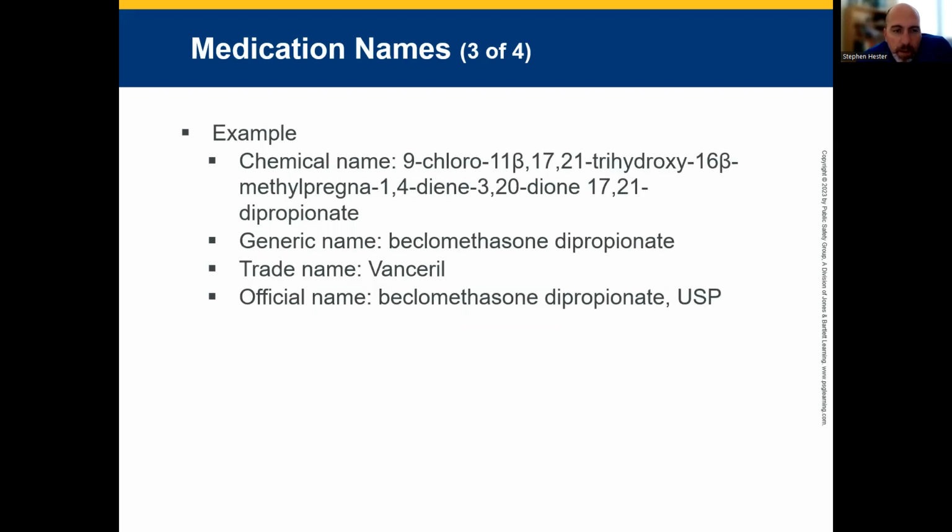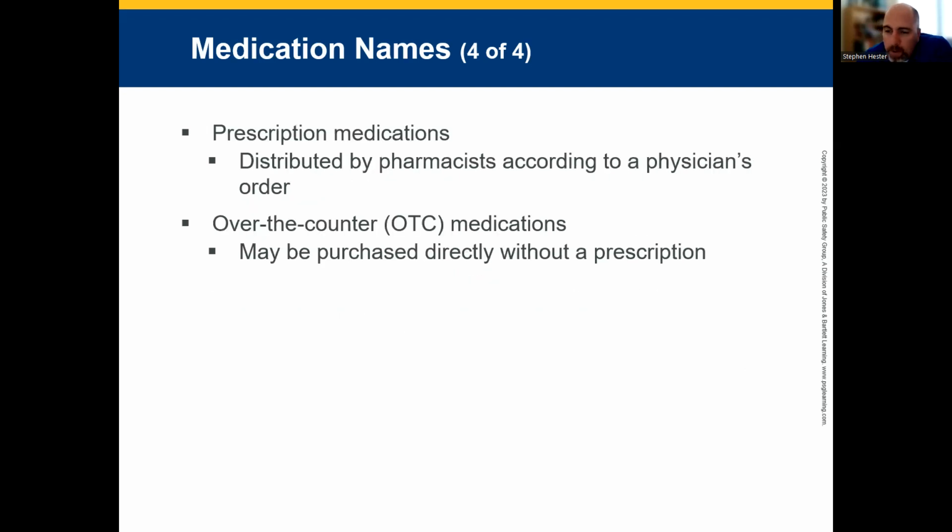So here's the chemical name. There's the generic name, and then there's the trade name, Vanceril. And then the official name is what's in the USP, and it's usually got USP behind it. Prescription medications are distributed by pharmacists according to the physician's order, and over-the-counter medications are purchased directly without a prescription.